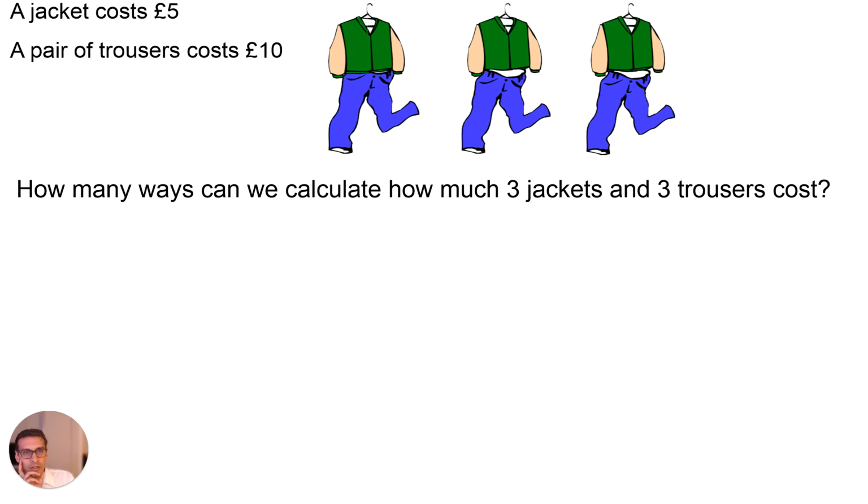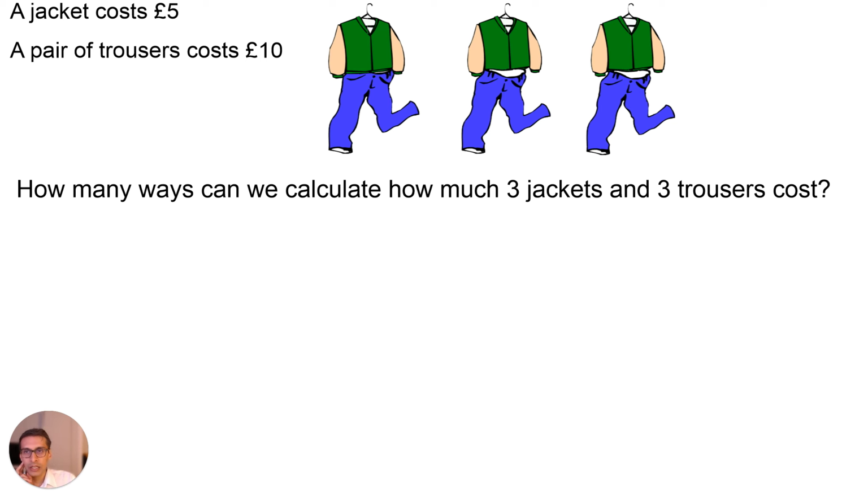Here's a question for you to try out that hopefully results in you discovering what the distributive law of multiplication is. I want you to think about how you would work out the following. If you had 3 jackets and 3 pairs of trousers, each jacket costs £5 and each pair of trousers costs £10. How many ways can you calculate how much these 3 jackets and these 3 trousers cost all together? I'm going to give you a moment to do that. Pause the video and have a go, and then I'm going to talk you through the different ways.